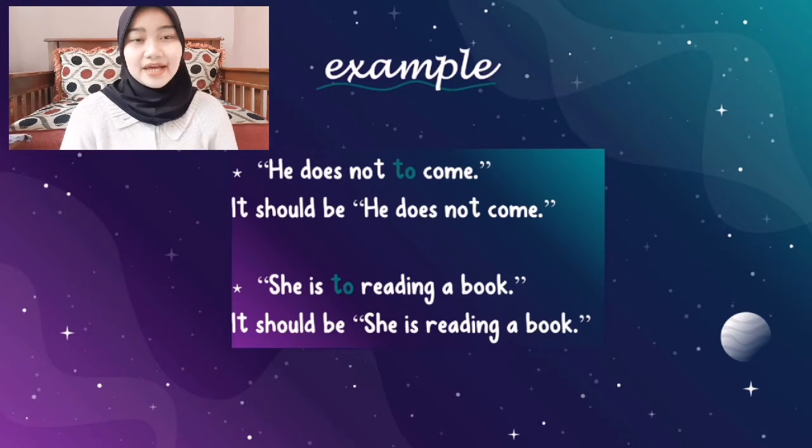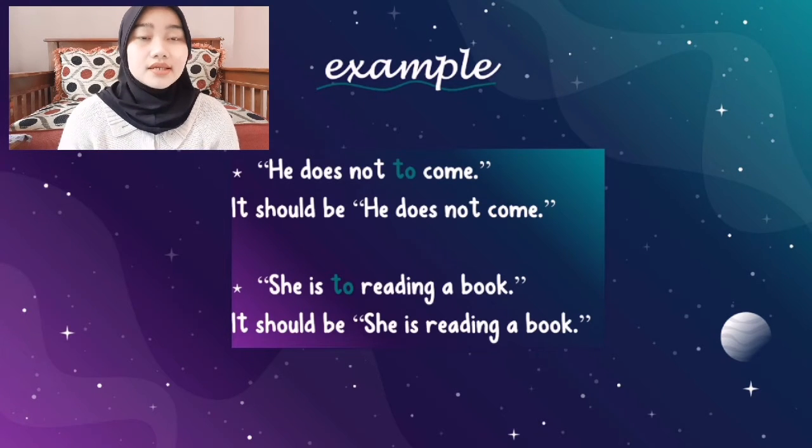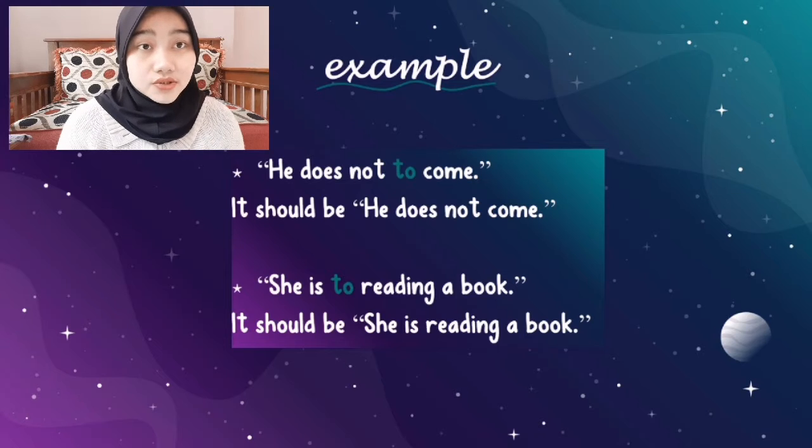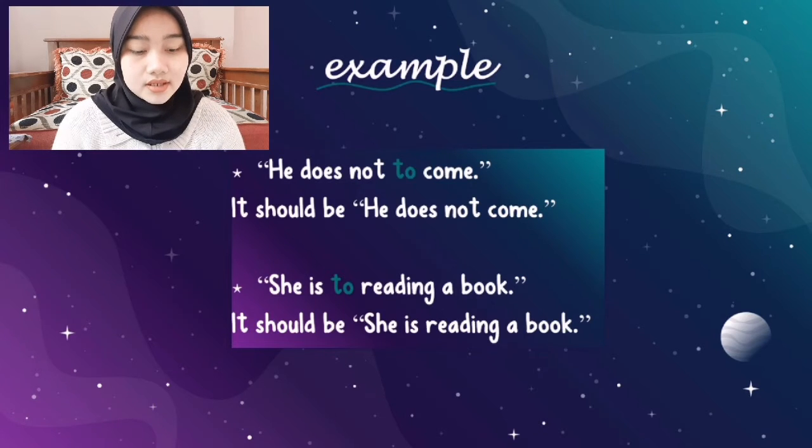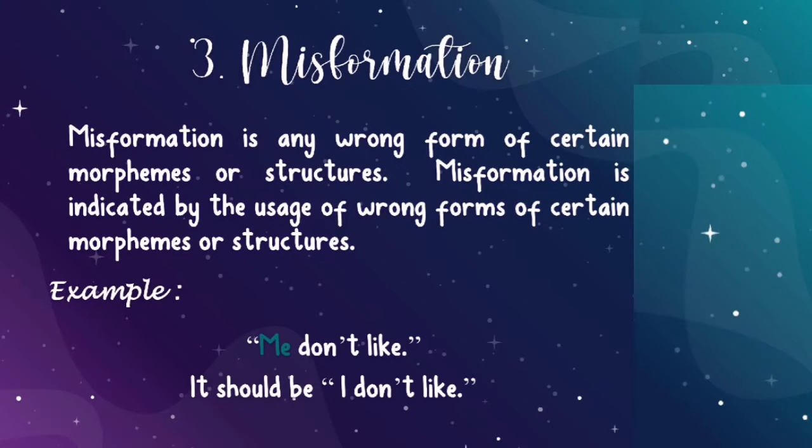Next is an example of addition errors: he does not to come. It should be he does not come. And the second example is she is still reading a book. That should be she is reading a book. We don't need to add it after the subject and to be. So that should be she is reading a book.